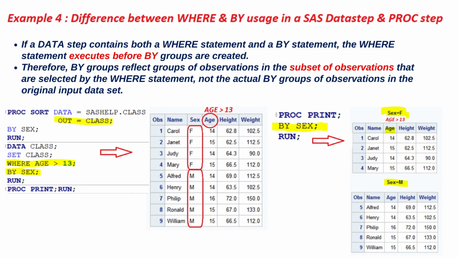Example 4. Difference between where and by statements. When where and by statements are used at a time in the same SAS data step, where statement is executed first, and later the by statement. Here are given two examples. In the first program, by variable sex is sorted using proc sort. Next, data is filtered using where statement, that is age is greater than 13, in the data step. Please check how the output is, whereas in the second program we are printing the data using by statement and procedure, so output will come by female group wise and male group wise.